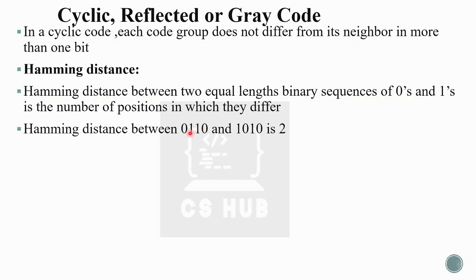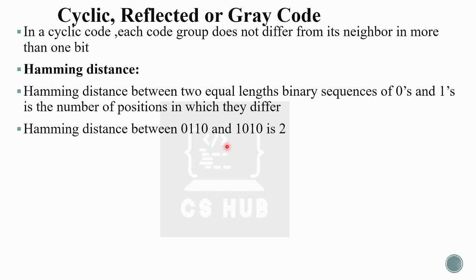Hamming distance between 0110 and 1010. So this binary sequence is of length 4, and this also is of length 4. So these are two equal length binary sequences. Then the Hamming distance is the number of positions in which they differ. So consider the first position. Here it is 0, here it is 1. So this is a difference.